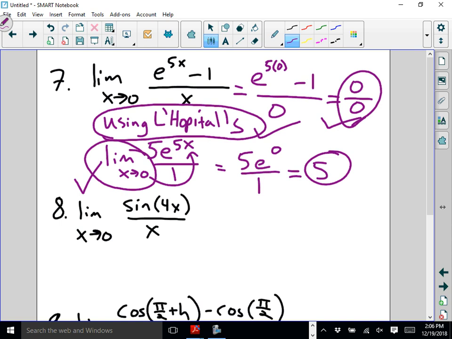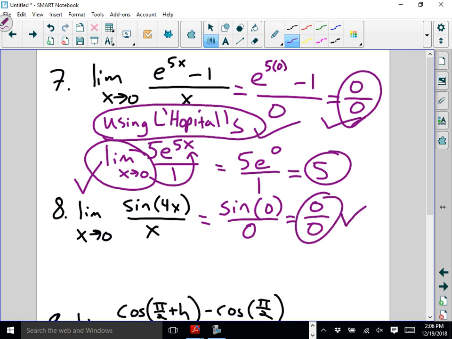Okay, number 8. Once again, I have a limit problem, so my variable in this problem is x. So I'm going to start by plugging in 0 for x. When I do so, I get sine of 4 times 0, which is 0, and I plug in 0 for x in the bottom. Sine of 0 is 0. Therefore, I get 0 over 0. I need to see that tomorrow. I also need you to say using L'Hopital's.